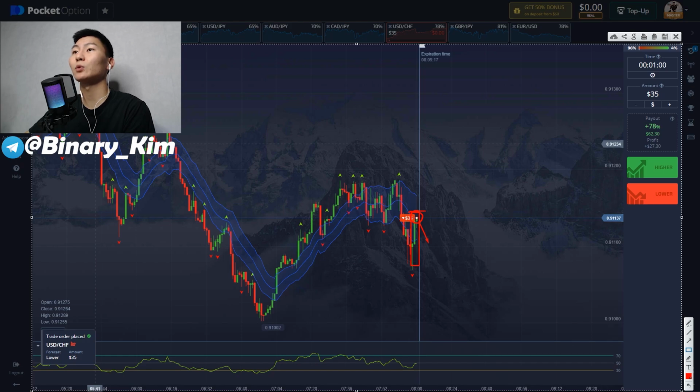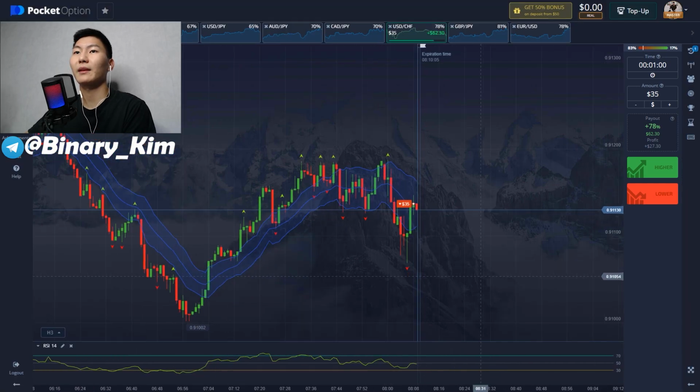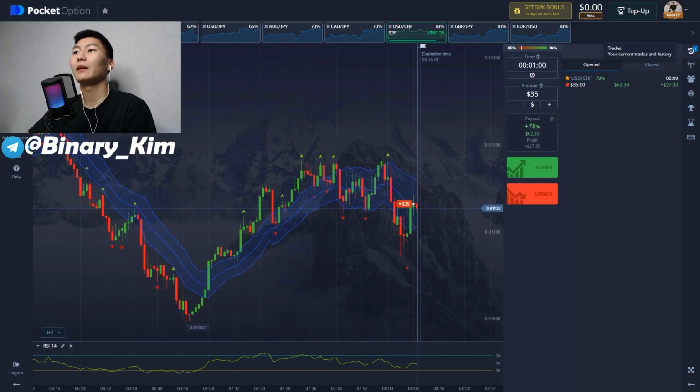If we take a look at the previous price movement, we see a clear downtrend here, with lower highs and lower lows. That's why we open the short and the price is very likely to go lower. So we expect the continuation of the downtrend, and yep, guys, so far so good.